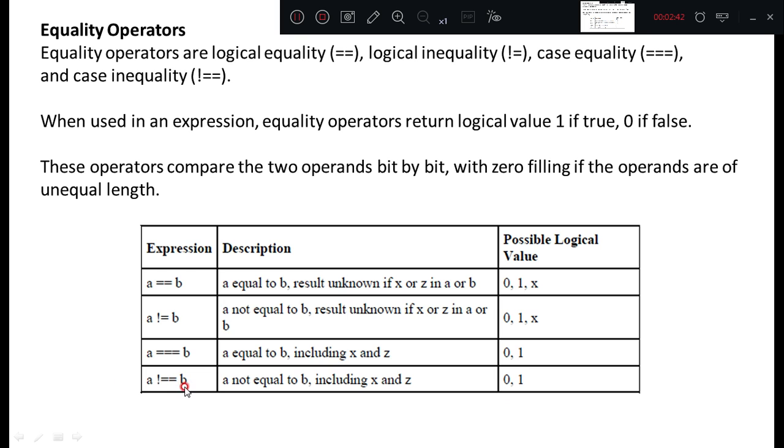A not equal to B, case inequality, here also the same thing. X and Z can be part of the value. So in that case, including X and Z, if A and B are not equal, then 1. If they are equal, then it should return 0.